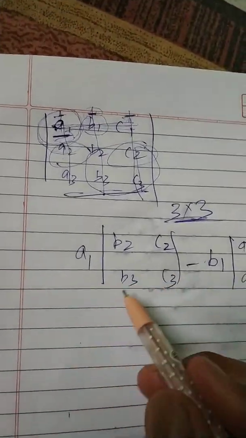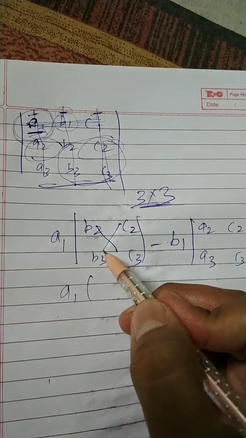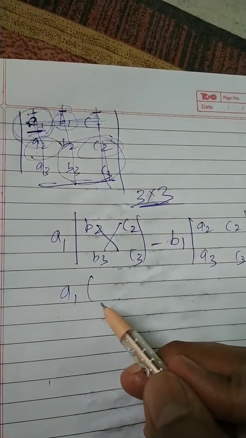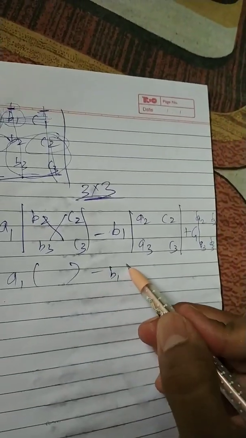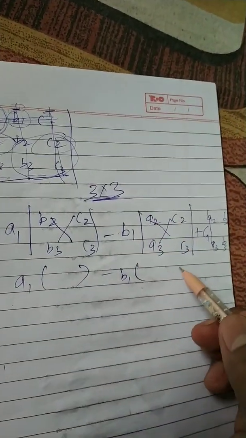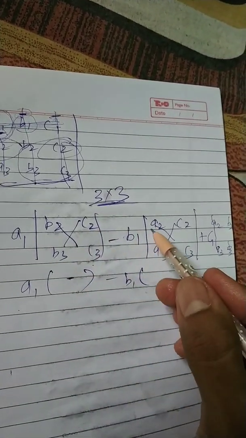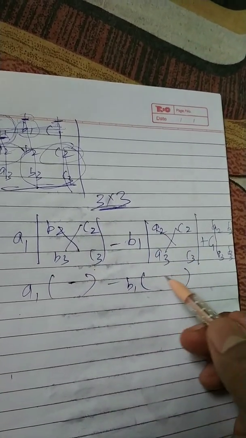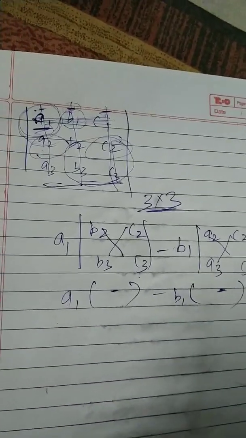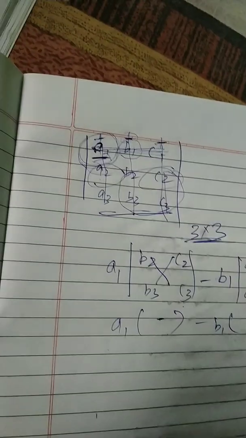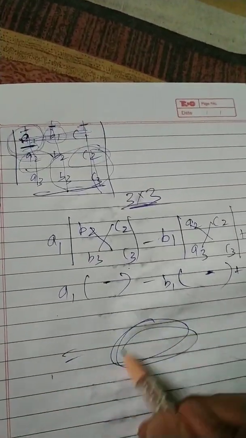Further it is very simple. A1 times, you know you're supposed to multiply this and this accordingly, then you get some value here. Then B1 times, multiply this and this, subtract with this, and then again multiply and subtract. That is how finally you get some value out of this. So that is the determinant.